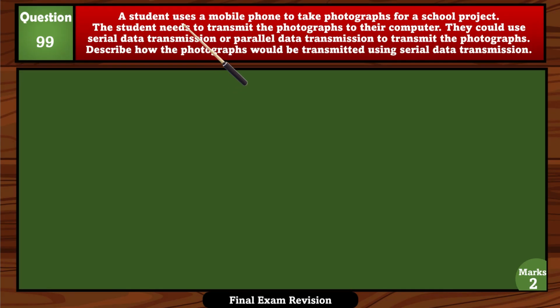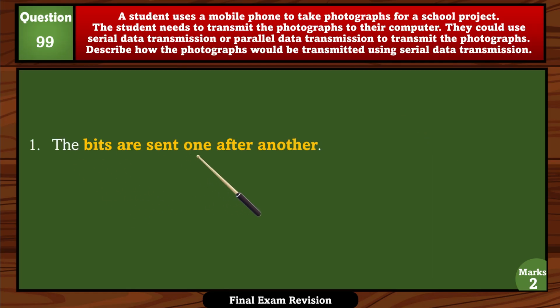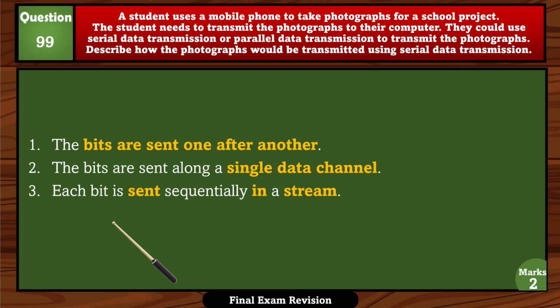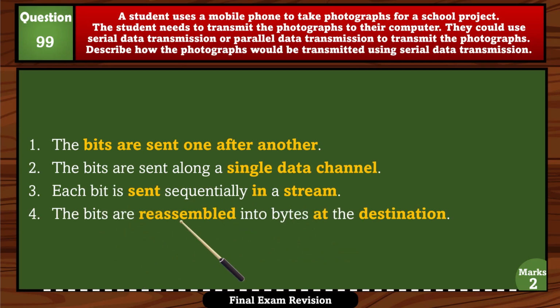Question 99, a student uses a mobile phone to take photographs of a school project. The student needs to transmit the photographs to their computer. They could use serial data transmission or parallel data transmission to transmit the photographs. Describe how the photographs would be transmitted using serial data transmission. The bits are sent one after another. The bits are sent along a single data channel. Each bit is sent sequentially in a stream, and the bits are reassembled into bytes at the destination.